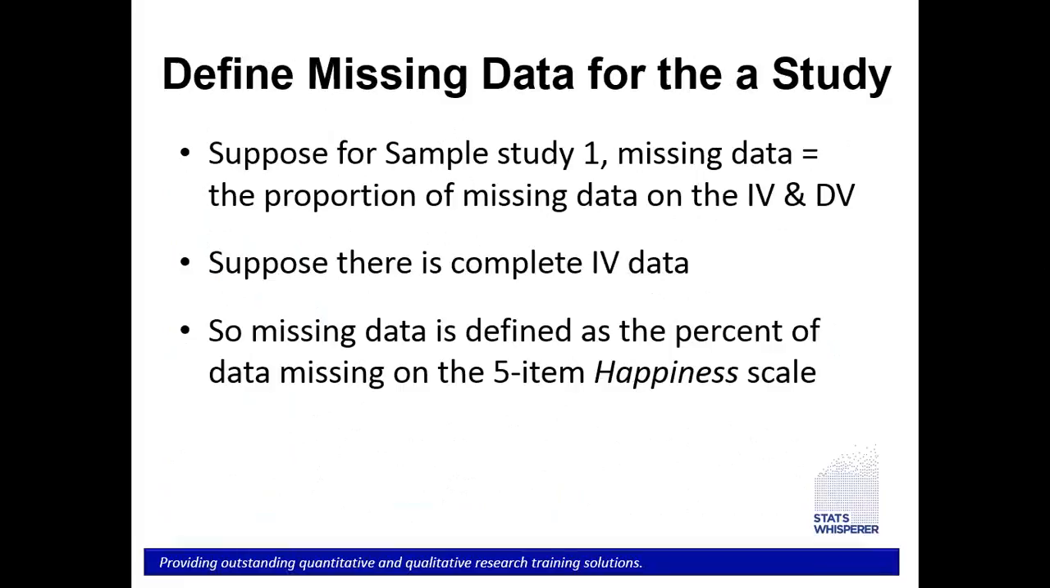Now, let's suppose for study sample 1, we did define missing data as the proportion of data missing for the independent and dependent variables. Let's also suppose there's complete data for the independent variable. Therefore, the way we would define missing data for sample study 1 would be the percent of data missing for the 5-item happiness scale.